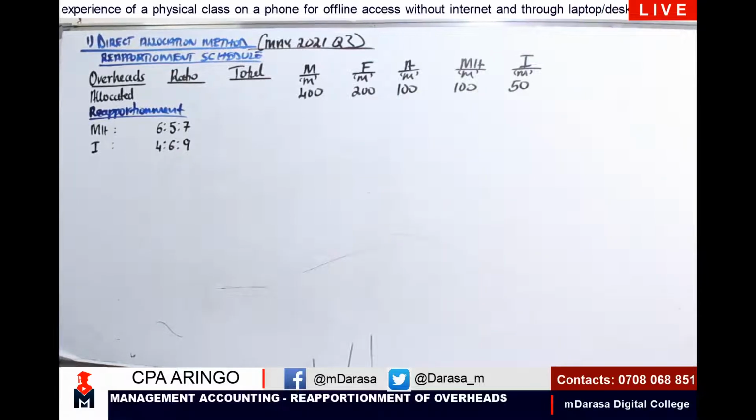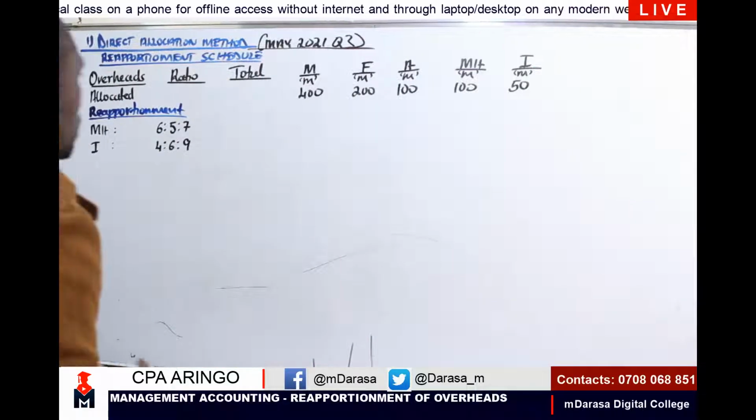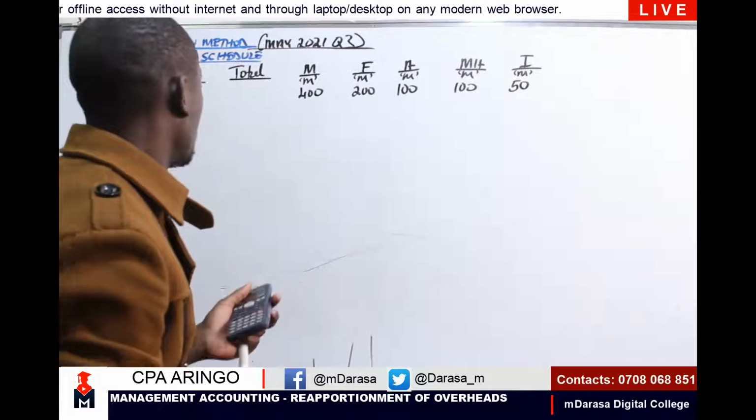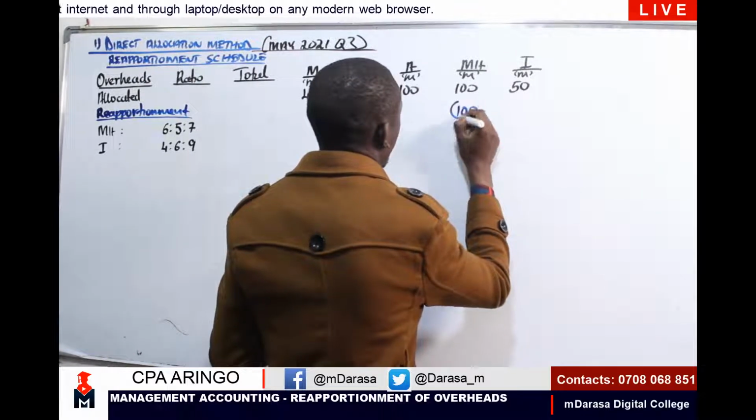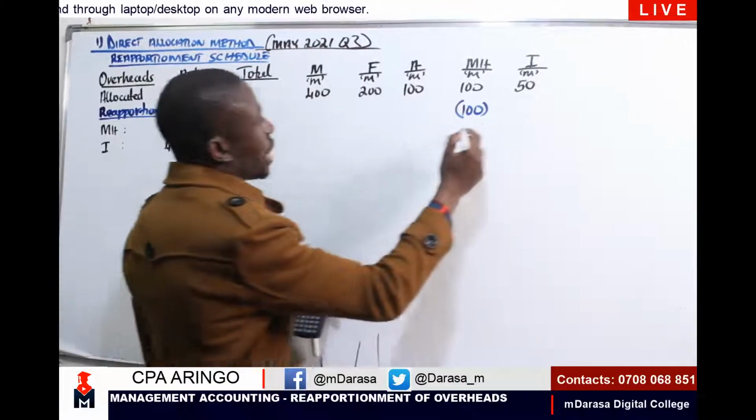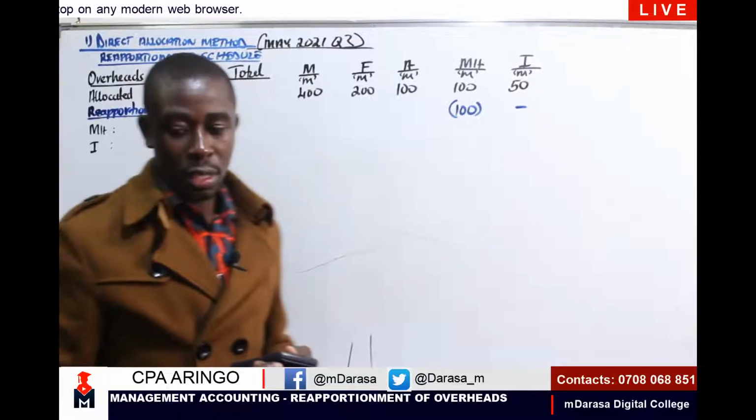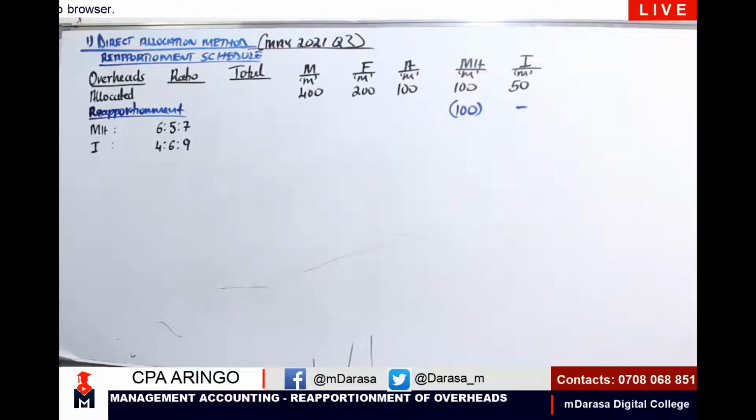So our task that remains here, my good student, is for us to redistribute, to reapportion our service department overheads. We start with material handling, which is 100. So I need to reapportion this 100 to only production departments. That is to say, I won't reapportion it to inspection. So how will we go about that? We have 100 as the one that we want to reapportion.